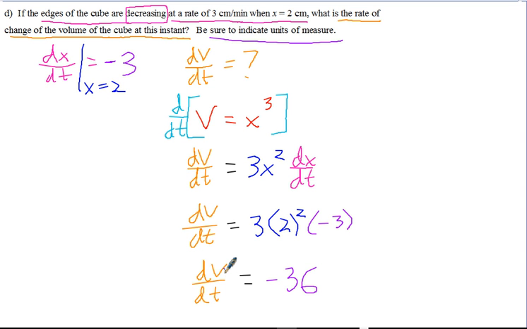units for volume here. Well, you can see x is in terms of centimeters. So volume is 3-dimensional, so it'd be centimeters cubed. And the units for time here are minutes, so centimeters cubed per minute.